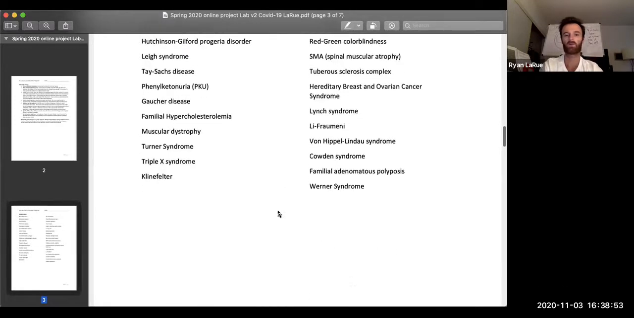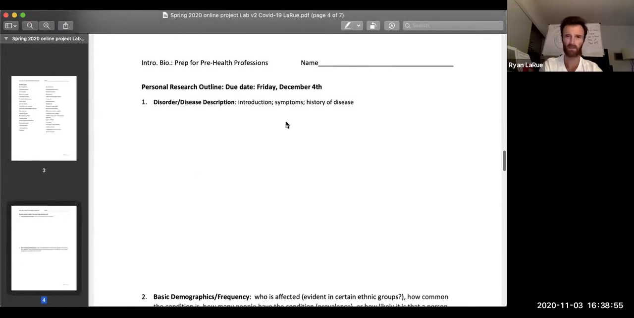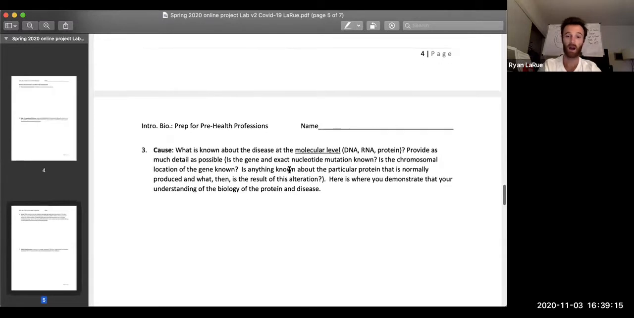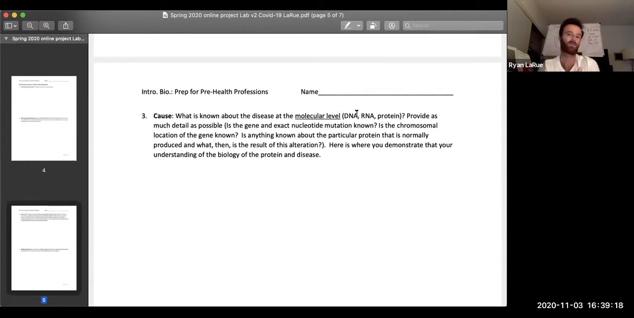And really just go through this packet. It's organized in a way where you can write about it. For instance, an introduction here, symptoms, history of the disease. The second being who's affected, demographics and frequency, how common it is, things like that, et cetera. The cause at the molecular level. So these are things we've been talking about. Oh, just kidding, no, my other school. Things we will certainly be talking about soon, about DNA, RNA, and protein.